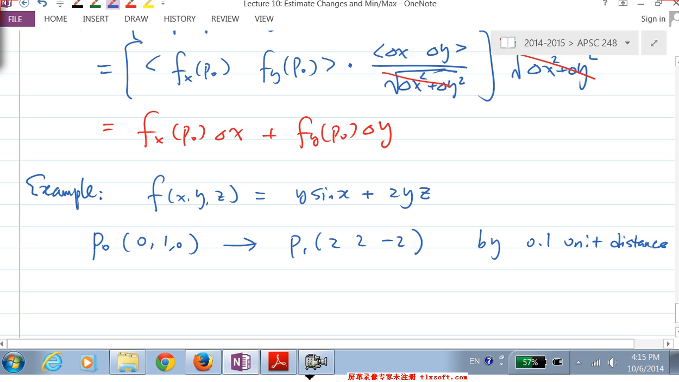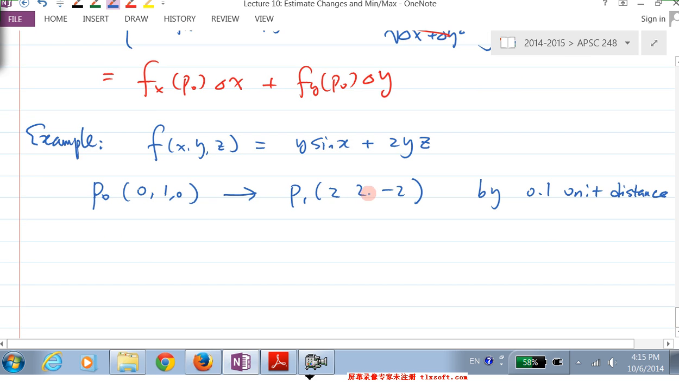So don't be confused. This is a function of three variables. Same thing, right? The previous function had two variables, so you were walking in the xy plane. Now it's a function of three variables, so you're going to walk in 3D space. So walk from here to here by this much distance, 0.1 unit, maybe meter or centimeter, who knows. Then let's estimate delta f, equal to what?